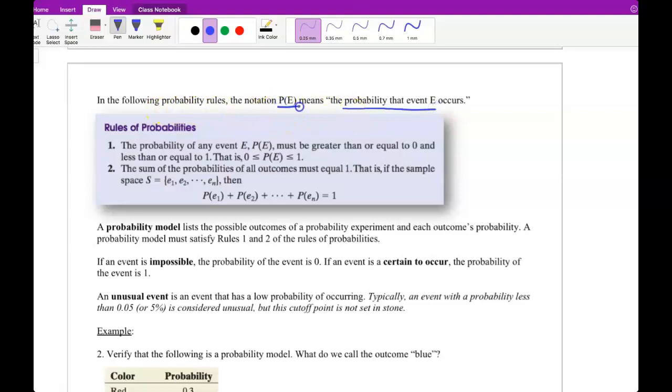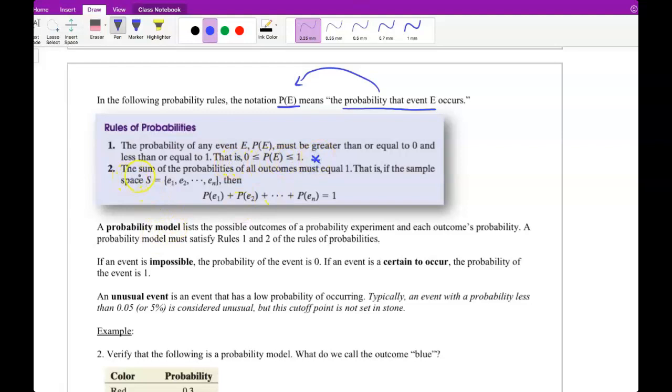Okay, here is what we have for this part. Now in this box we have the rules of probabilities. The point is that the probability of each event should be between 0 and 1, and also when we add all those probabilities, the sum should be equal to 1. So the probability of any event E must be greater than or equal to 0 and less than or equal to 1.